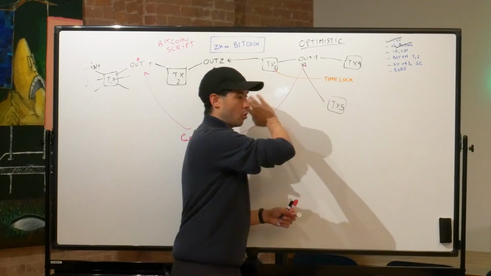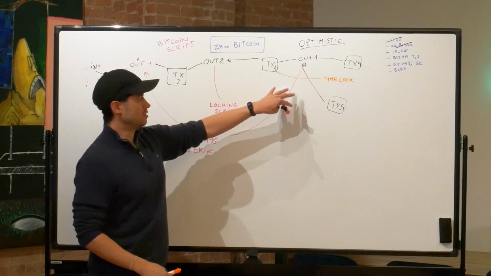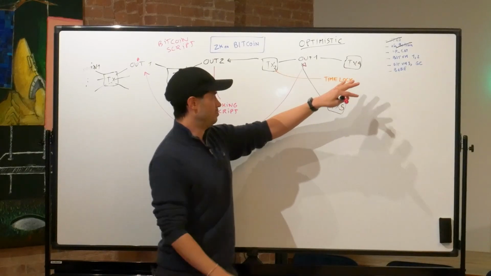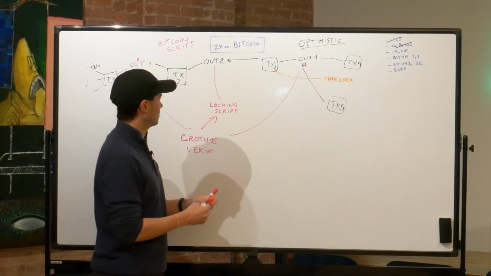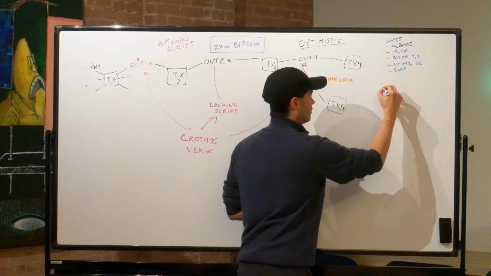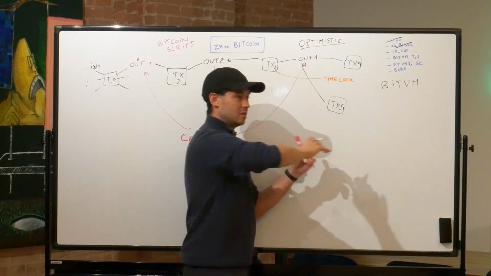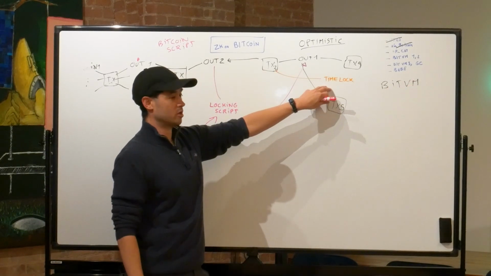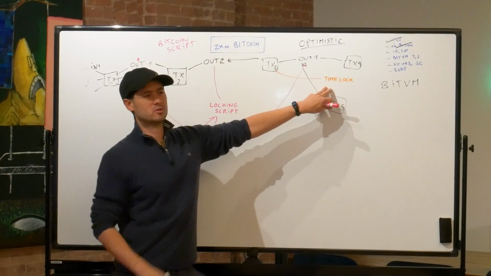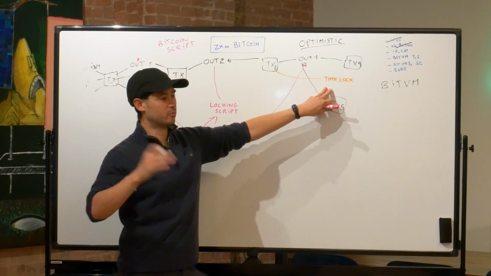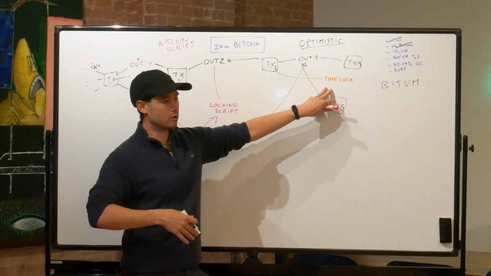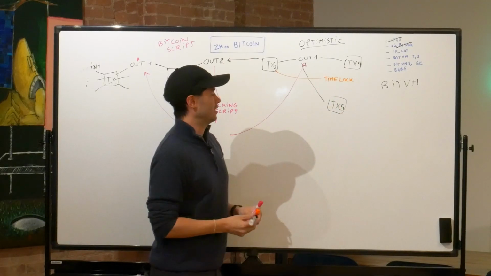And time locks are used all over the place. For us, in an optimistic protocol, in this BitVM protocol and all of the series of papers that come after, they make use of time locks a lot. And time locks are used in a bunch of complicated protocols on Bitcoin, like Lightning Network and channels and stuff like that.